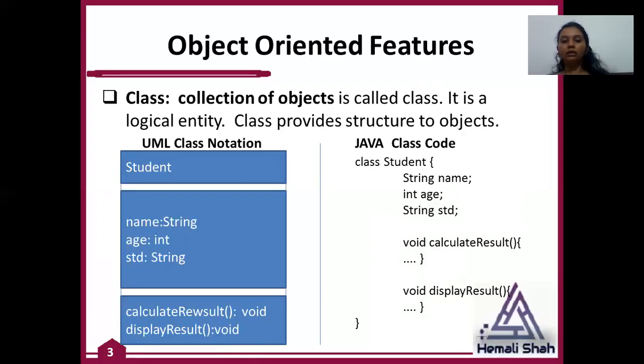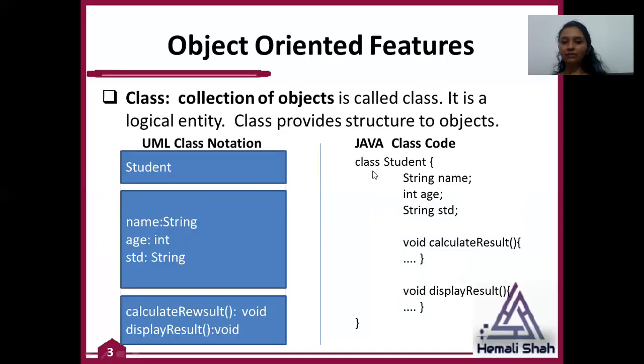So to represent these functions, we have to use the third rectangle part, and this single rectangle represents the class. If you want to represent the same structure by using code, then the structure will be like this.